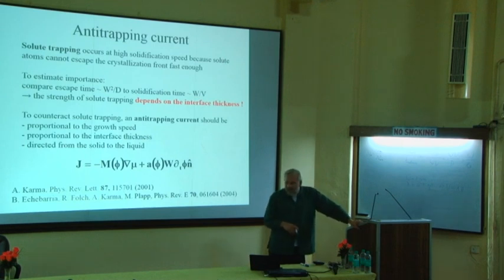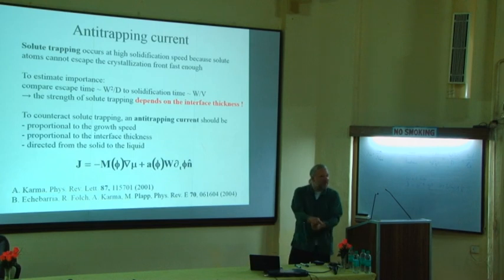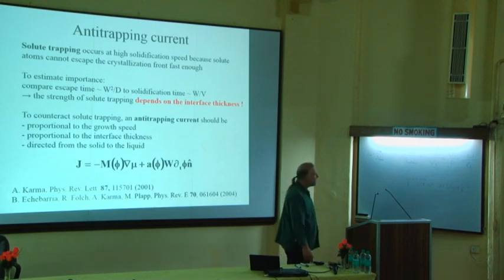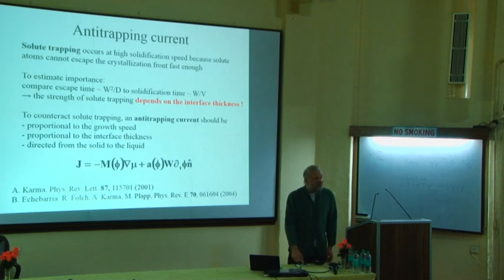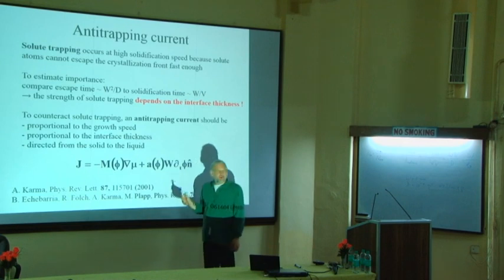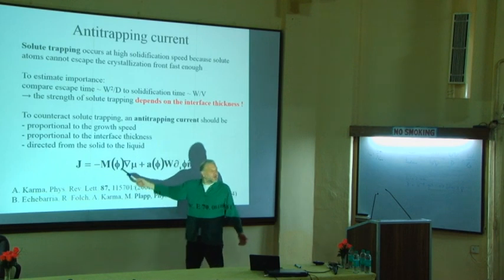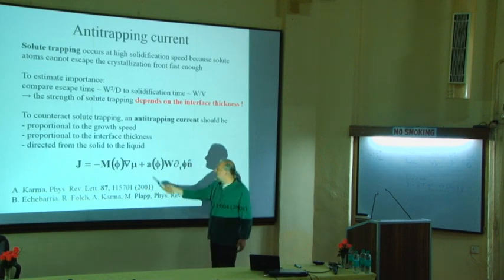And then for the moment, the only idea that has come up to correct this problem is to do an add-on. And I always say, okay, well, solute cannot get out fast enough. Let's take a shovel and shovel it out. So the idea was to introduce what was called an anti-trapping current. So this is this thing here. It's an additional current that you put. Here is the solute current. This is the standard thermodynamic solute current. And you add another one.